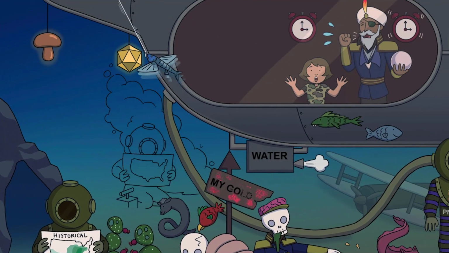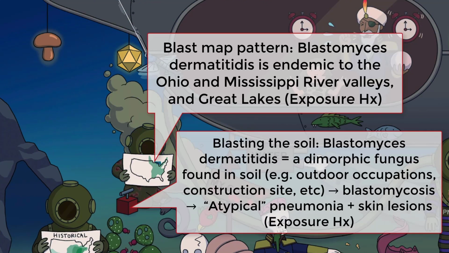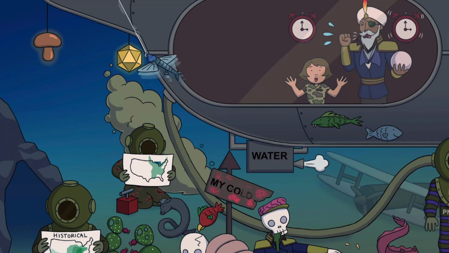Next is blastomyces, another dimorphic fungus, represented by our next diver with the blast detonator device. As that blast creates a plume of soil, remember that blastomyces is transmitted through inhalation of mold spores that are found in soil. Typical patients include individuals with outdoor occupations or patients living next to areas of disturbed soil, like a construction site. Blasto is endemic to the east central U.S. along the Ohio and Mississippi River valleys, as well as the Great Lakes region.